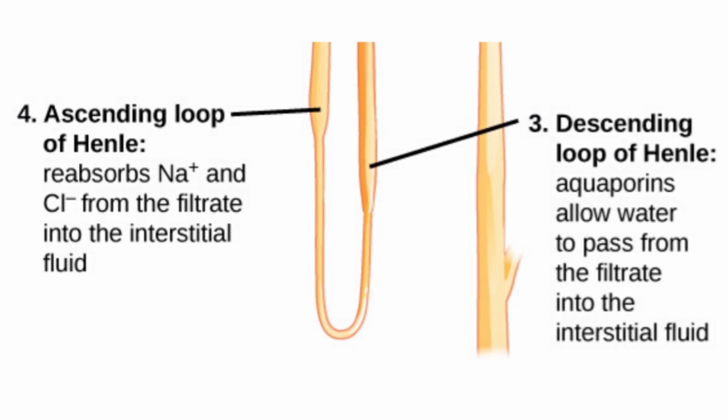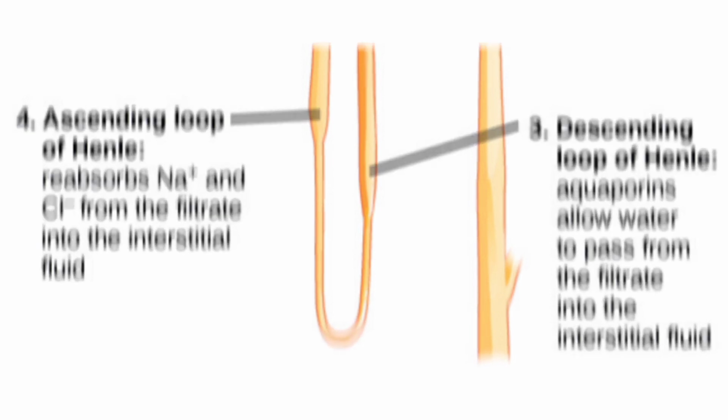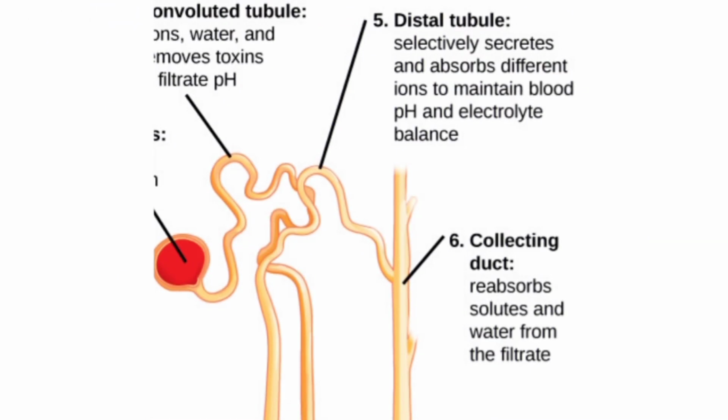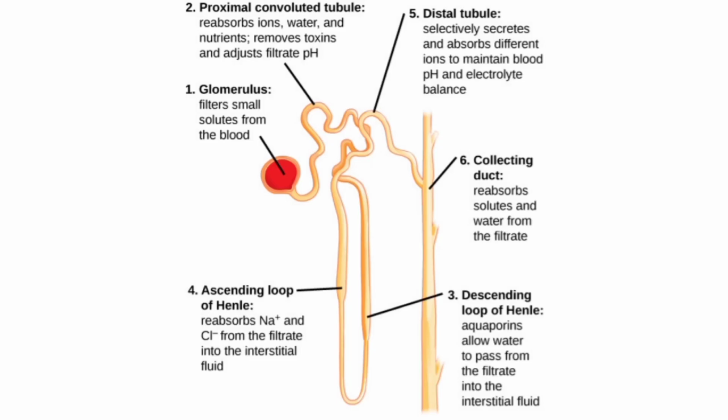In the ascending loop of Henle, the sodium and chloride are reabsorbed back into the interstitial fluid. The fifth function is selective secretion and absorption of different ions to maintain the blood pH and electrolyte balance. Collecting duct reabsorbs solutes and water from the filtrate. So these are the 6 functions of the nephrons in the different parts of the nephron.